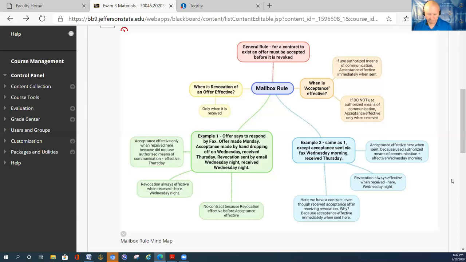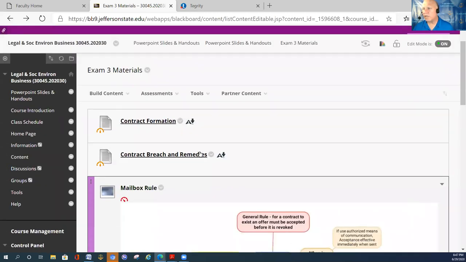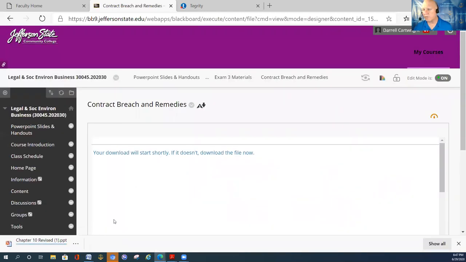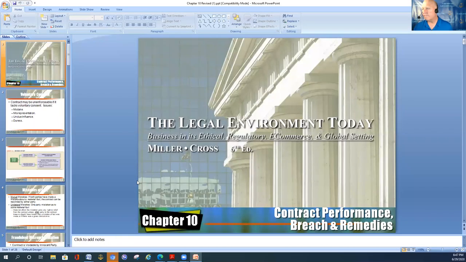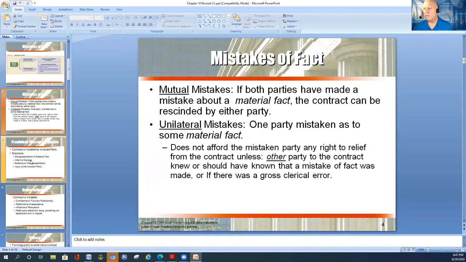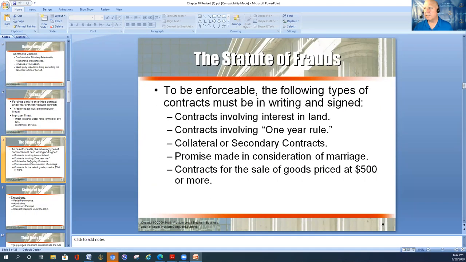Okay, let me briefly talk about a couple of things on contract breach and remedies, and then I'll let you go for tonight. And by me going through a lot of these things, do not by any means think they're not important. There's a lot we'll test on, but I want to hit a couple of high points. Statute of frauds being one of them.